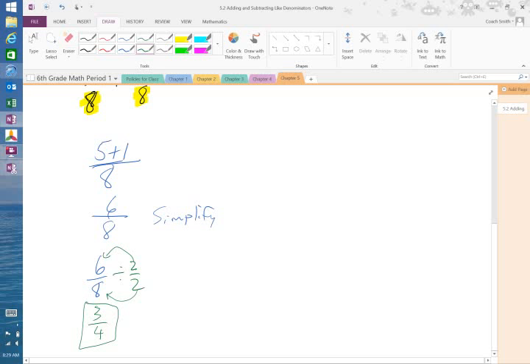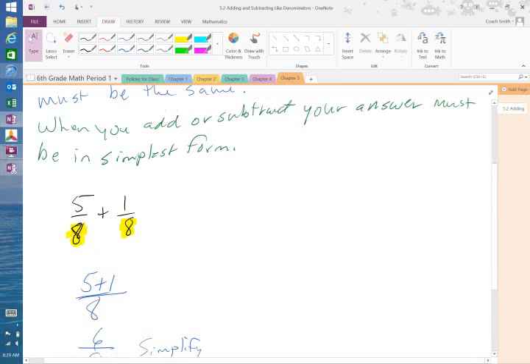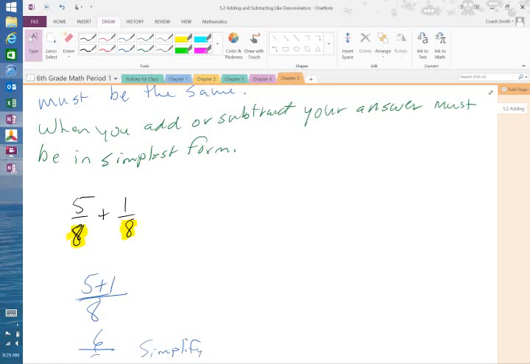So 3/4, fairly simplistic, not real hard. Let's look at another example, one that maybe is a little bit harder. We'll look at a mixed number. It doesn't change for a mixed number. We have 1 1/4 plus 2 3/4. All right, so do they have the same denominator? And what is that denominator? So that means we can go ahead and add them together.